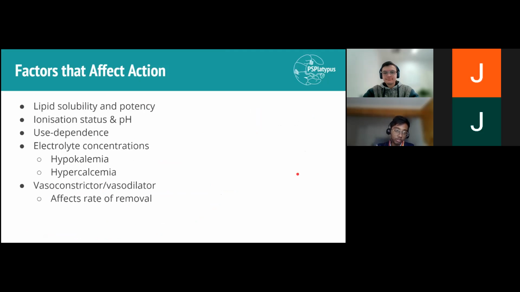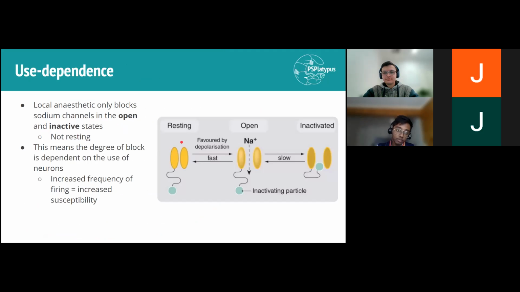So the third one was use dependence. Now, what is use dependence? So local anesthetics only really block sodium channels that are open or inactive. So open means active, right? Like it's actively allowing sodium to enter. And inactive means it's in its sort of inactivated form when we first close the gate. So it's not in its resting form, since that's distinct from being inactivated.